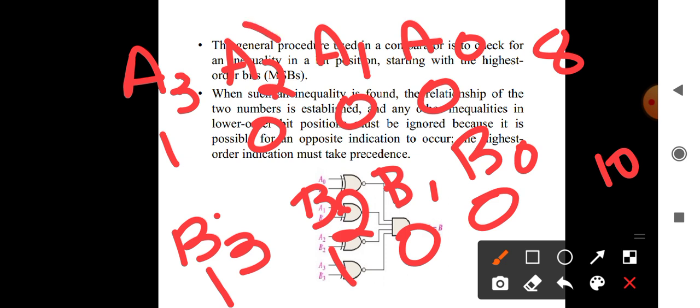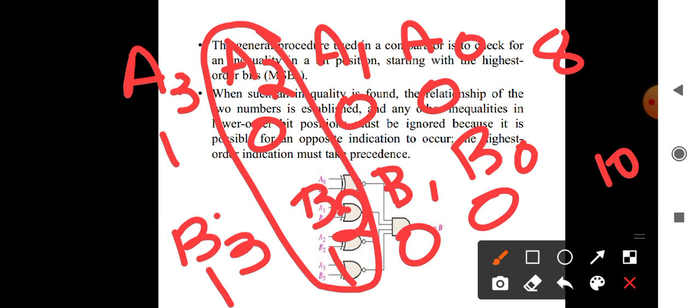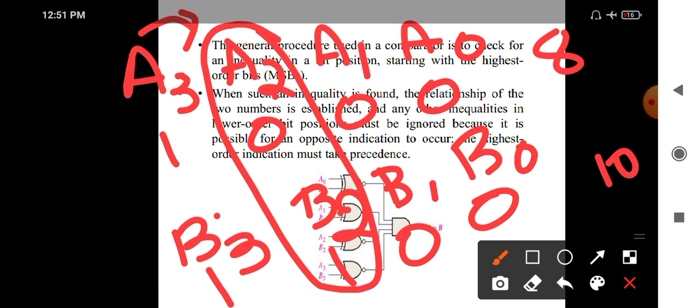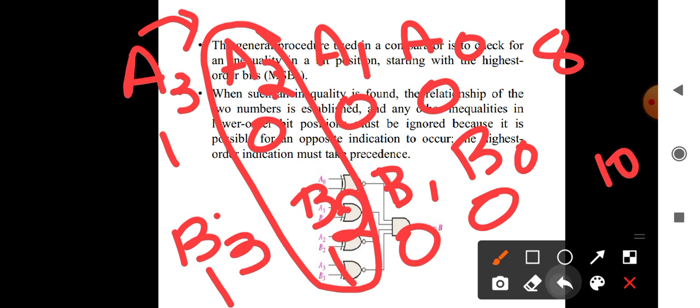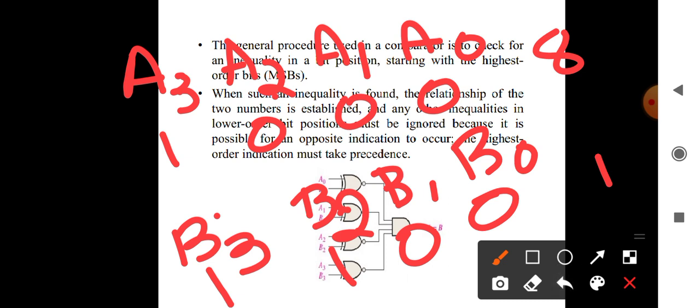It will compare A2 and B2 here. If A3 is equal to B3, it will not take it. It will see the next bit, and it will compare A2 and B2. So when A2 is equal to 0 and B2 is equal to 1, that is B is greater than A. That is, 10 is greater than 8. So that is also very correct.